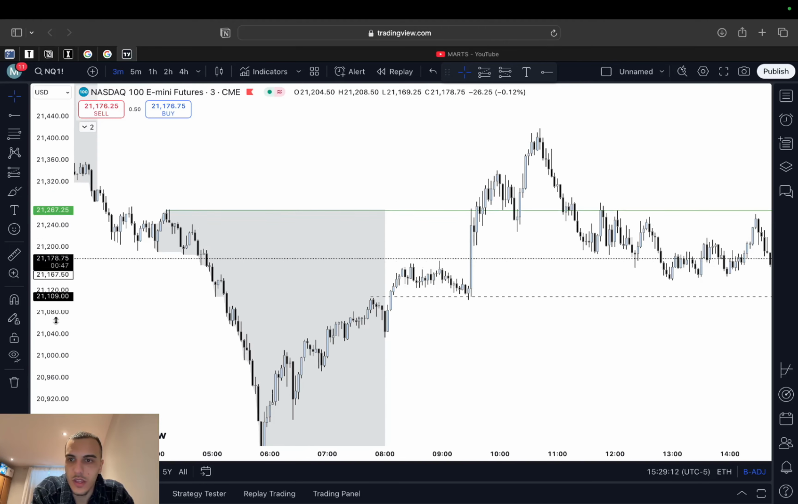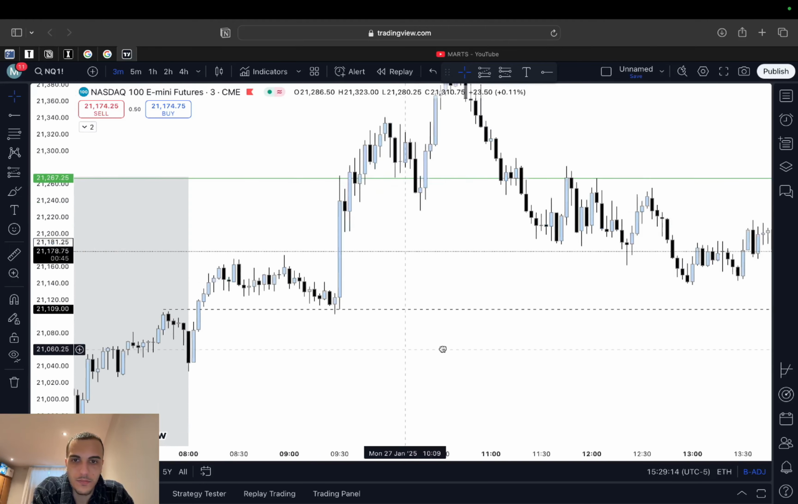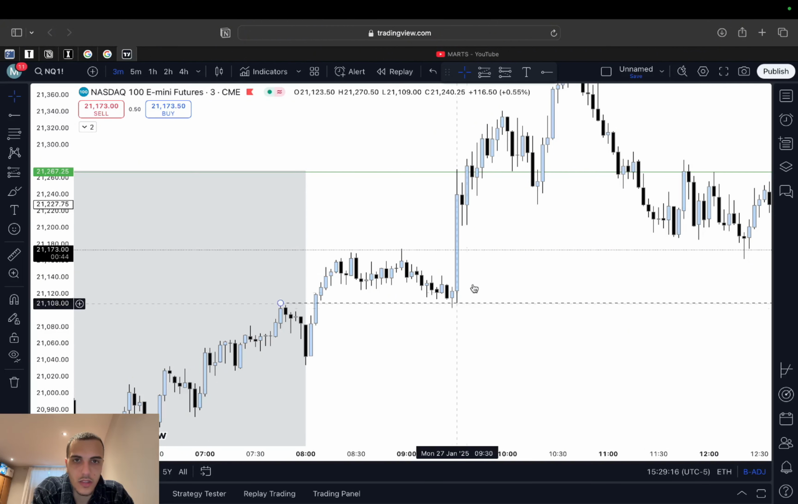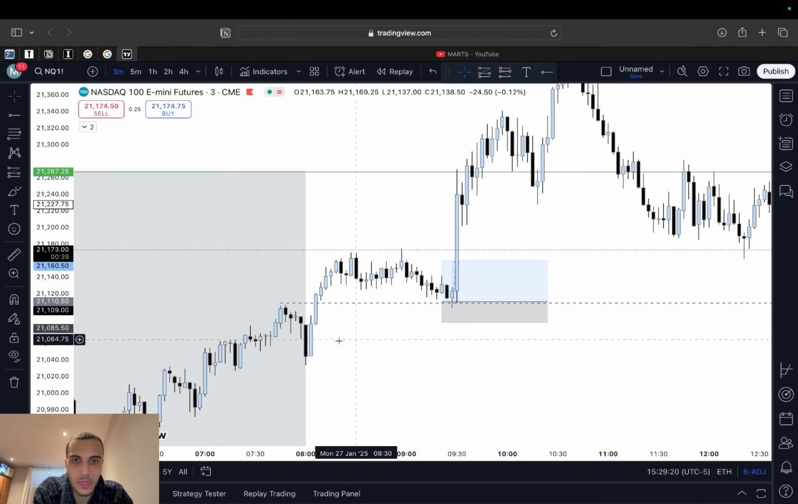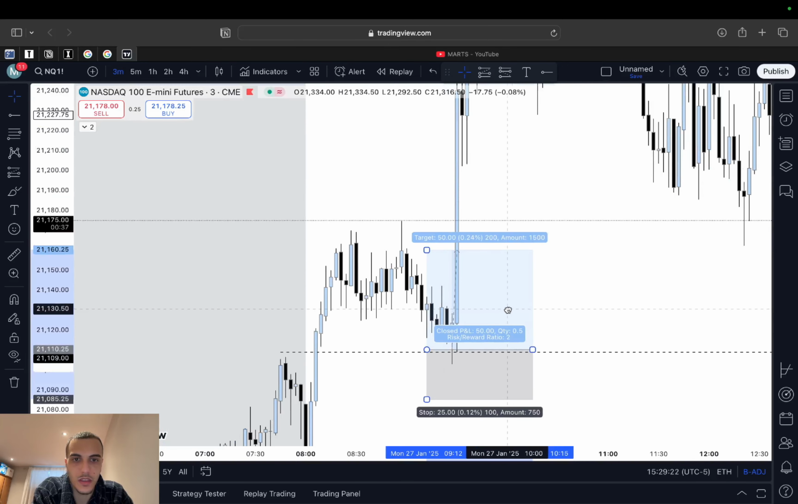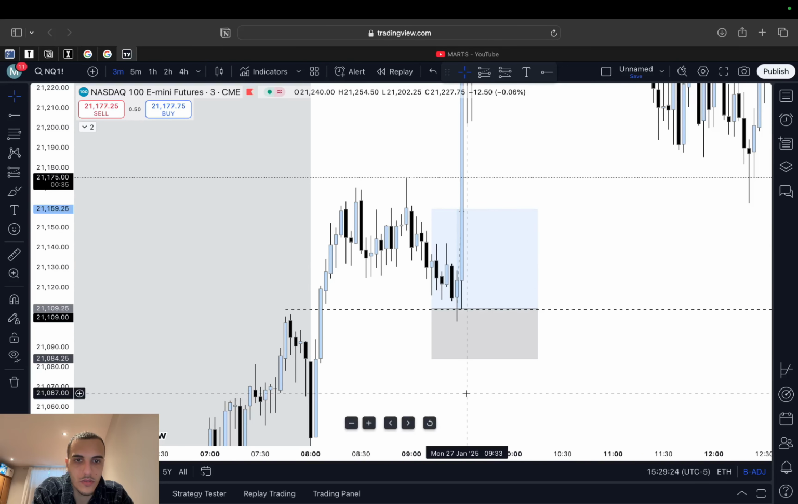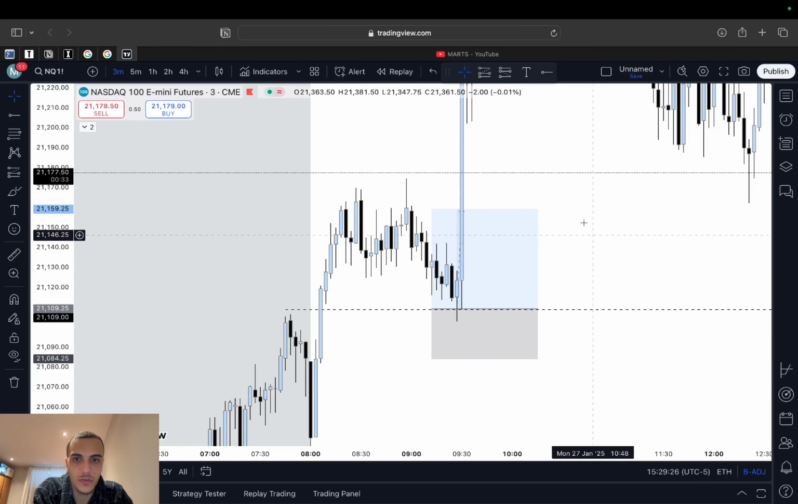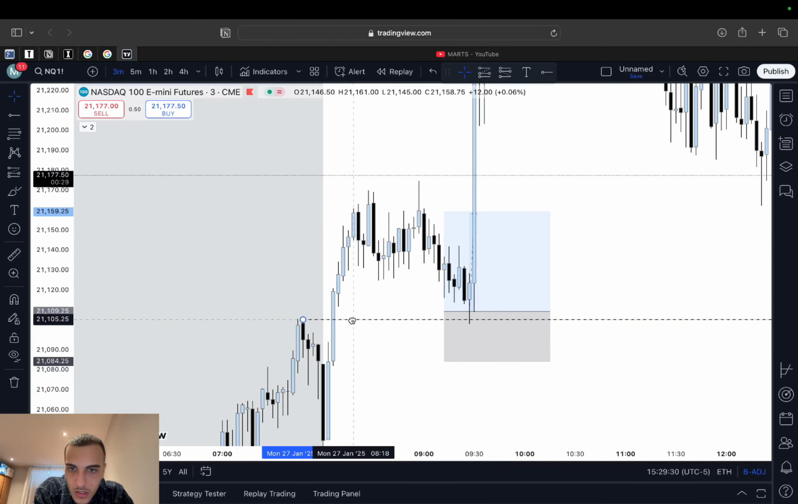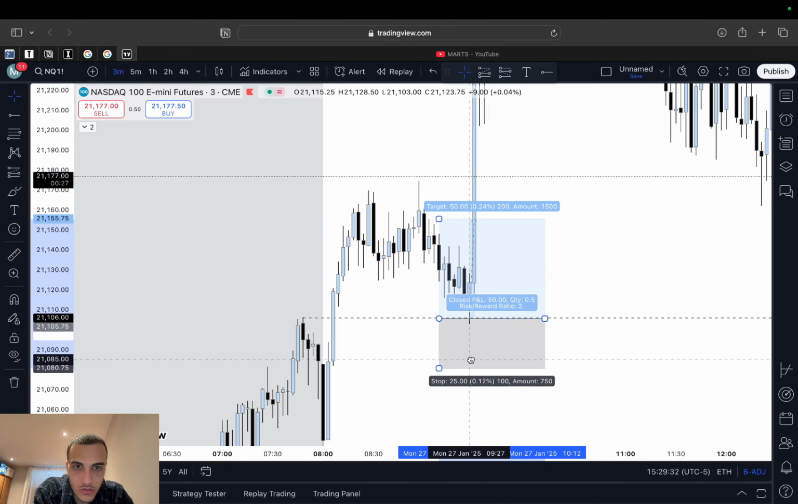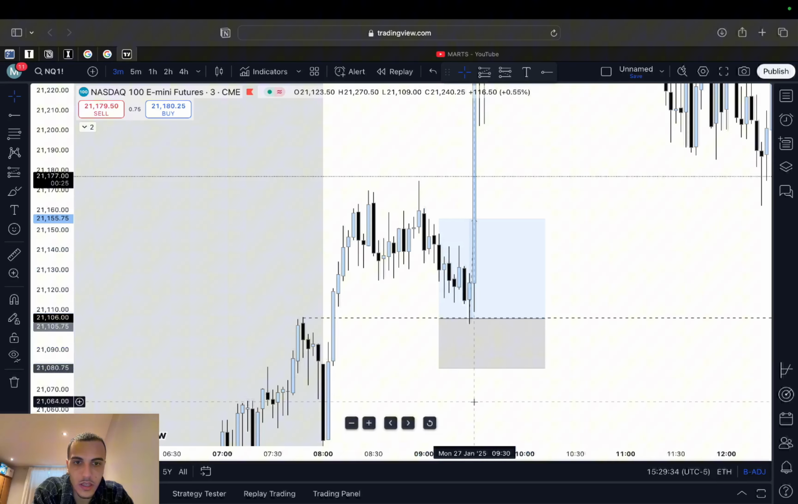So what we got today is a fair value gap fill. At 9:27, you can see it filled in this fair value gap, and right after 9:30, it flew up, basically. So right there, 9:27 fill and 9:30.